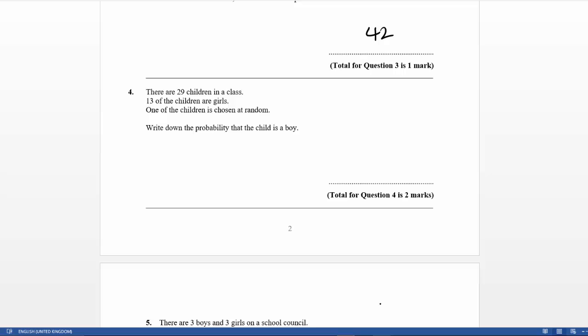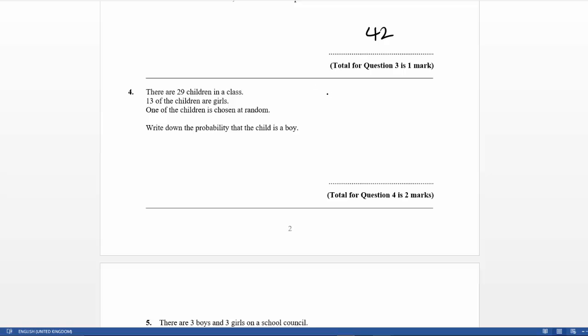Says here, number 4, there are 29 children in a class. 13 of the children are girls. One of the children is chosen at random. Write down the probability that the child is a boy. So we all should know by now that probabilities are out of 1.